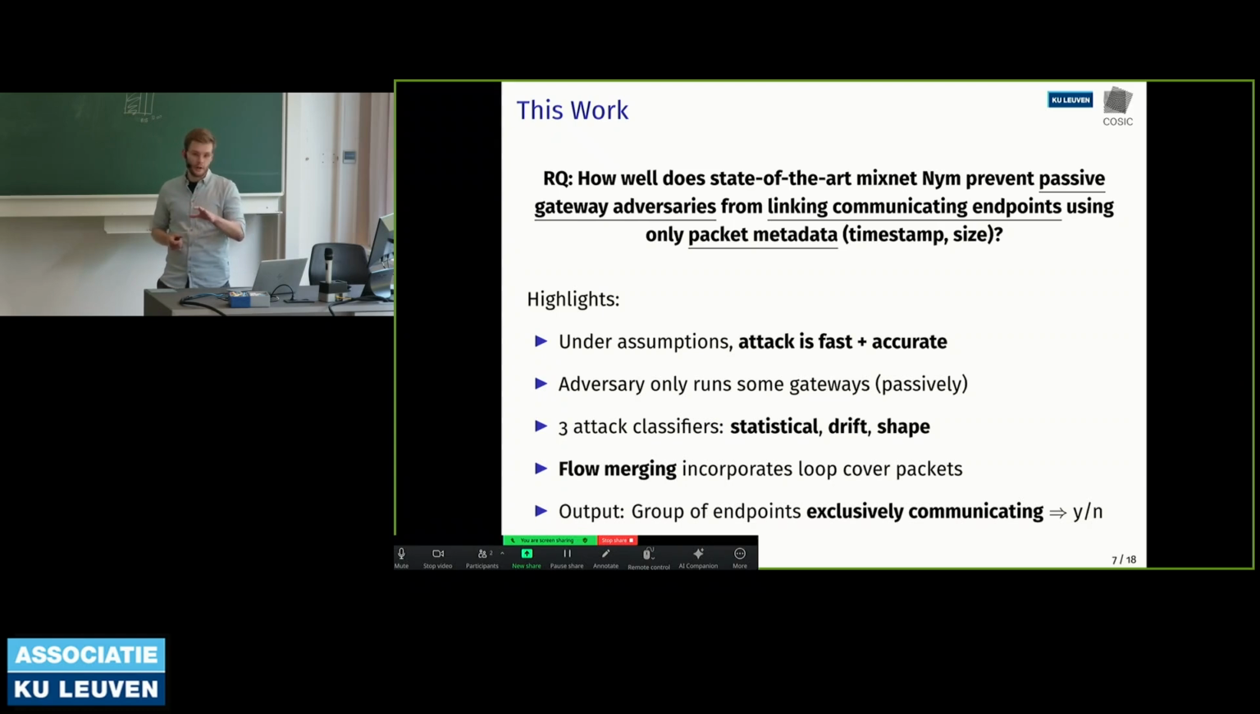There is this notion of the loop cover traffic, which you might see as a pretty strong and pretty difficult notion to attack, maybe, because it covers lots of your network activity. And we have a technique that we call flow merging that will allow us to incorporate this loop cover traffic into our attack model and thus work with it. It of course has an impact, as I will show later, but we can work with it in this setting. And then the output of our classifiers is: you put in a group of endpoints that you would like to ask, are these communicating exclusively? And our classifiers say yes or no. That's roughly what we did here.